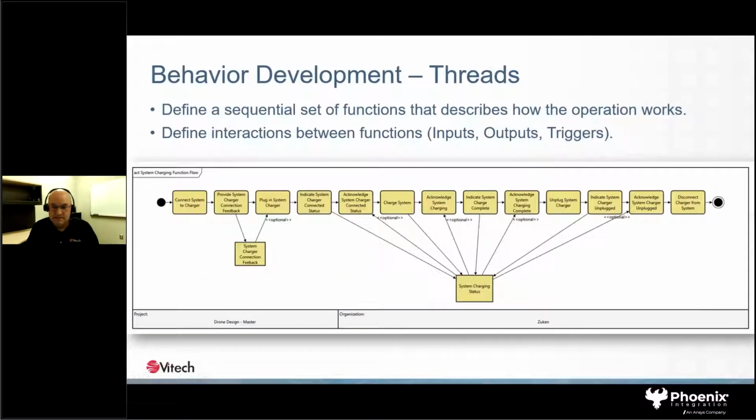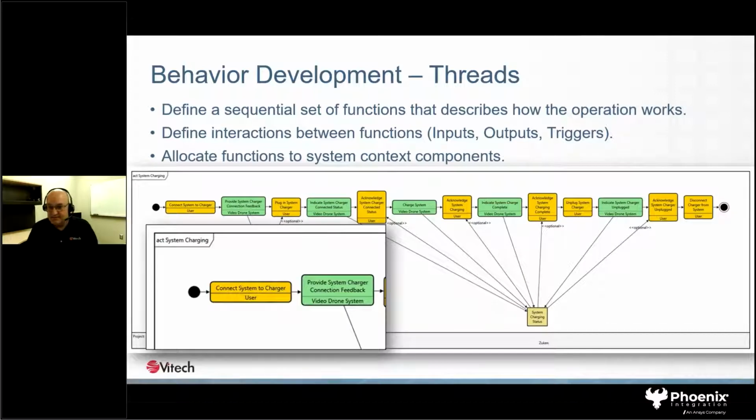Now, to go a little bit further with this behavior development is to then start to talk about the interactions of those functions. What information is exchanged between each step? In this case, I was very specifically looking at the idea that, hey, when I plug the charger into the system, I want the user to know that it's connected. There's a firm connection there. So this system charger connection feedback could be something along the lines of a mechanical interaction that the user feels. And then the system charging status, some way that the user knows what is the status of the charging. So we define those interactions.